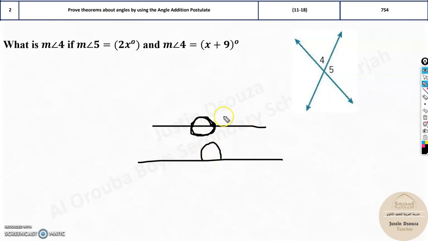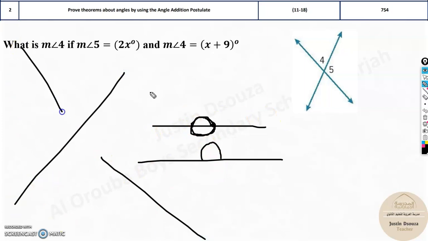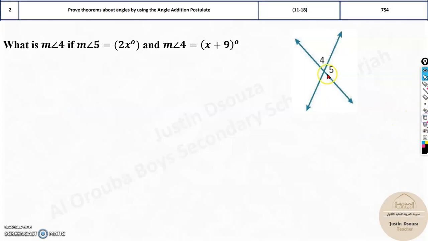Now this straight line can be tilted. It can be tilted like this or like this. Anywhere you will have 180 degrees. So now, for example, over here, the measure of 4 and 5, if you add it up, it must be equal to 180. There is no other angle, so it must be equal to 180.